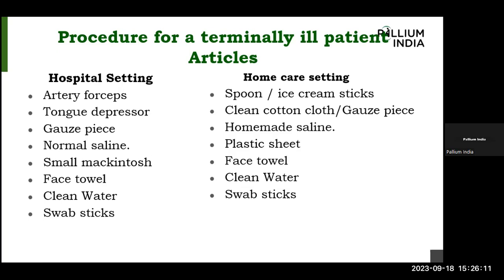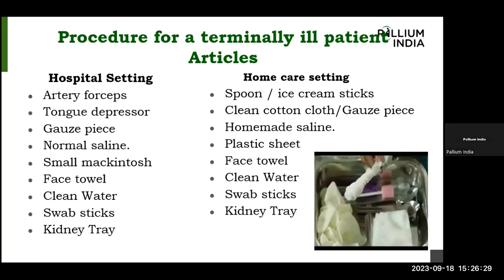After the mouth care, we need to apply a moisturizing lip agent to the lips to prevent cracked lips, and a kidney tray or anything we can use for collecting the soiled cotton items and soiled mouth care things. So you can see that picture, the handle of the spoon, no? You can see that the spoon and the handle of the spoon are covered with a gauze roll.